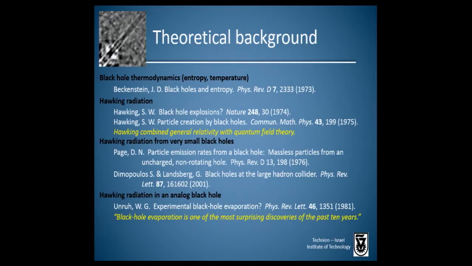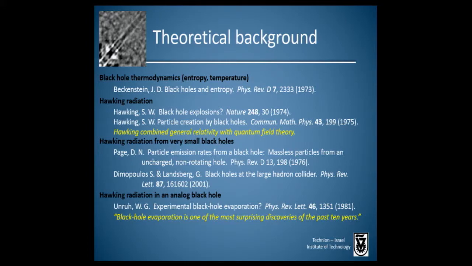This work builds upon a rich theoretical history, starting with Jacob Bekenstein, who pointed out that a black hole should have both entropy and temperature. Then Stephen Hawking predicted that the black hole should radiate at the very temperature predicted by Bekenstein. In making this prediction, Hawking combined general relativity with quantum field theory. This prediction is considered a first step towards achieving a theory of quantum gravity.